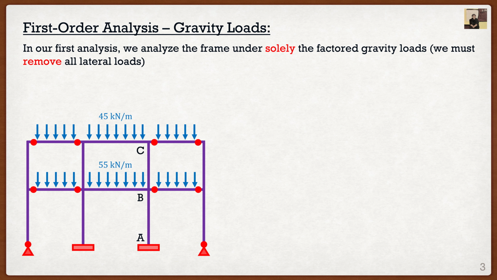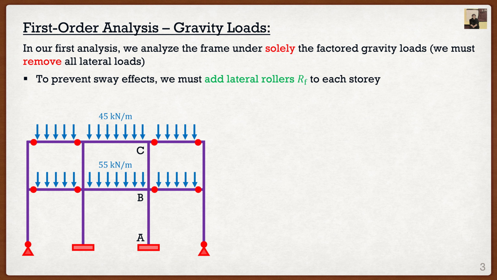Now there's one key thing that a lot of students forget that we have to consider before we do the analysis. To prevent any sort of sway effects, we have to add lateral rollers to each story. What happens is if the geometry of the frame, the stiffness of the frame, or the loading of the frame is unsymmetric, even under these gravity loads, our frame will have a tendency to sway laterally. We do not want this to happen. Basically, we are trying to find the effects under pure vertical translation. So what we do is we add two rollers to our story, which I'm going to call RF1 and RF2. And this will prevent our frame from translating left or right when we do this gravity load analysis.